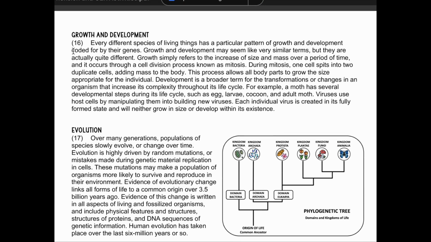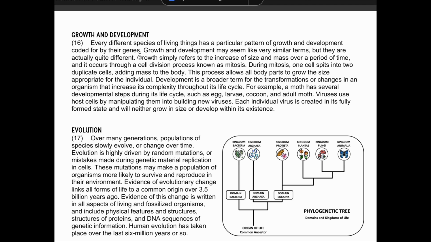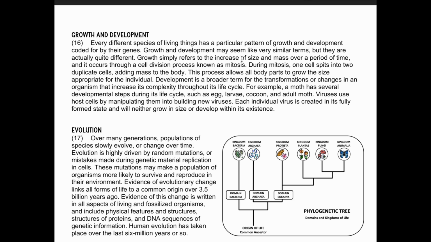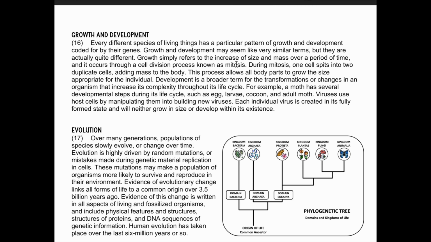Growth and development, paragraph 16. Every different species of living things has a particular pattern of growth and development coded by their genes. Growth and development may seem like very similar terms, but they are actually quite different. Growth simply refers to the increase of size and mass over a period of time, and it occurs through a cell division process known as mitosis.